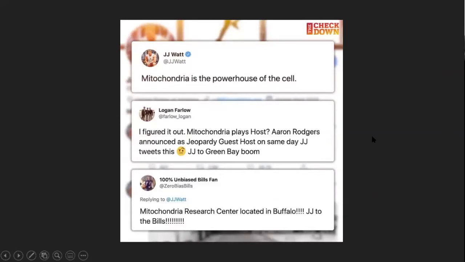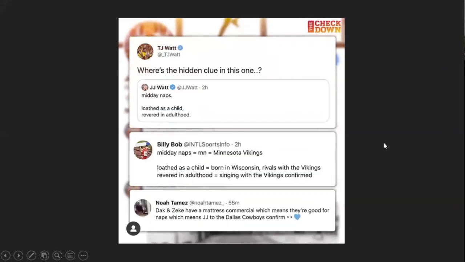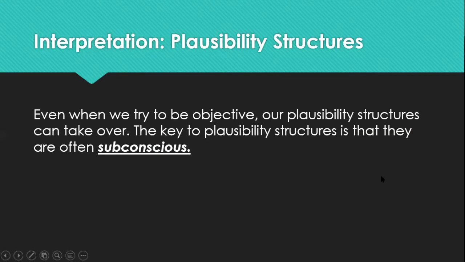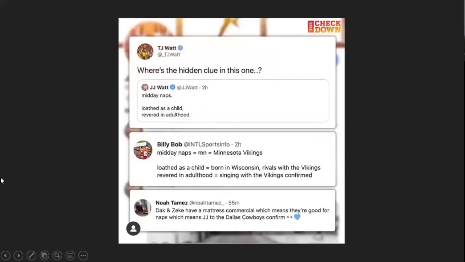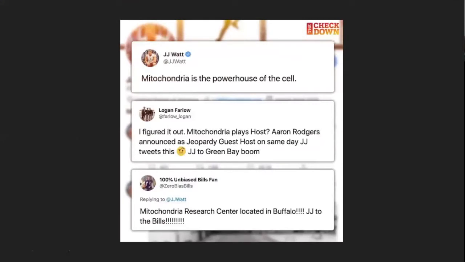Oh, okay. So again, all of these examples from this JJ Watt saga over the off season just point us back to plausibility structures in some way, right? So each of these people, someone wants JJ Watt. He's a great player, and it makes sense why a Green Bay fan is going to find a way to interpret this tweet in a positive way for the Green Bay Packers.